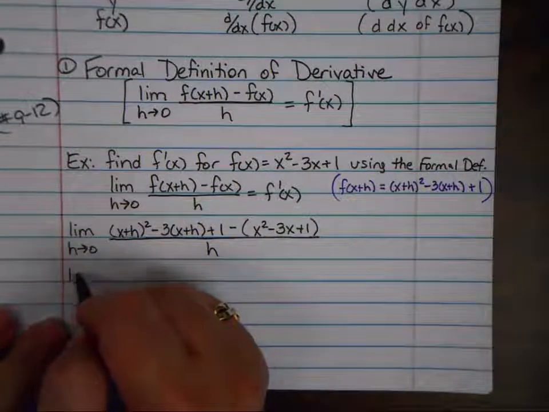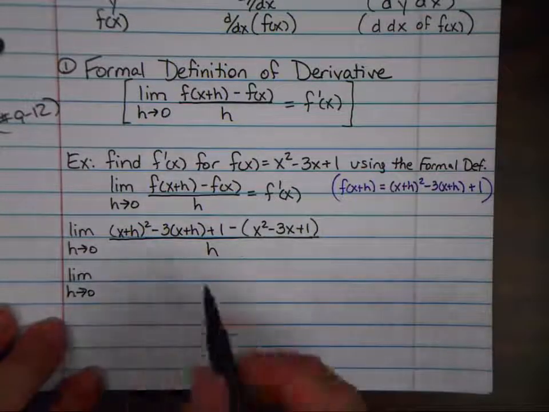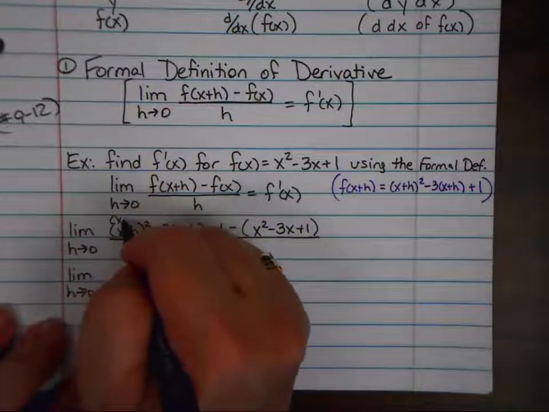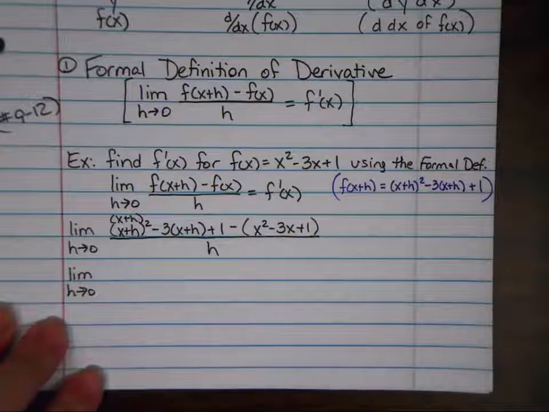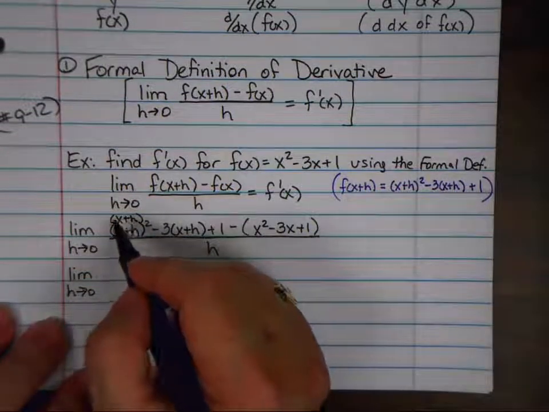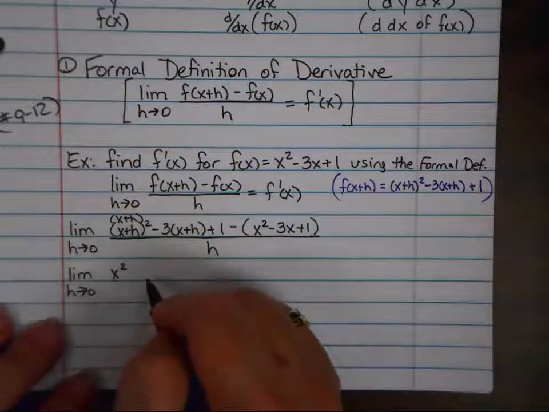So I'm going to go down a line. Limit as h approaches 0. Make sure you write that limit down. X plus h squared does not mean x squared plus h squared. Do not do that. You cannot distribute a squared into a plus sign. What we are going to do, I wrote a second one above it, and I'm going to FOIL it, just kind of stacking. So it's going to be x squared.